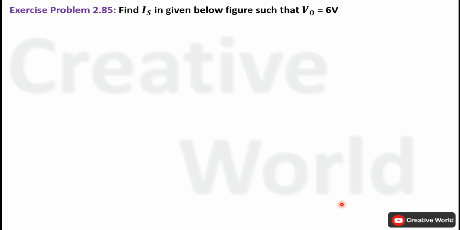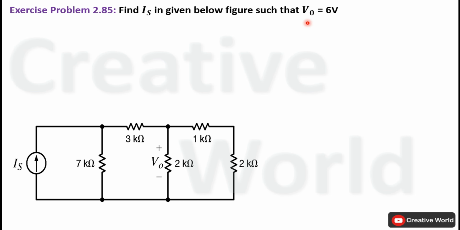Exercise problem number 2.85. Find current Is in the figure given below such that voltage V0 is equal to 6 volt. This is the circuit diagram of the given problem. Inside this network we have to find the total supplied current labeled as Is. The information given in this scenario is the voltage across this 2 kilo ohm resistance, labeled as V0, and the value of V0 is 6 volt. So without wasting time, let's proceed towards the solution.